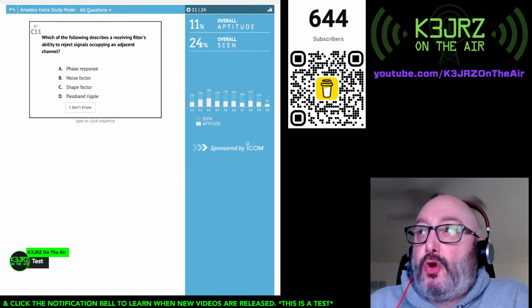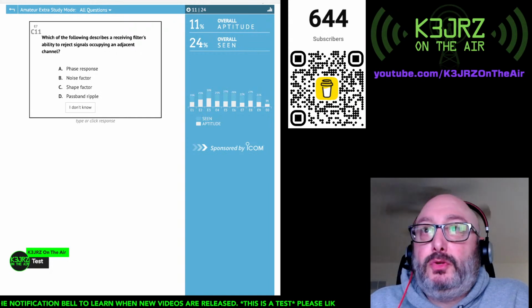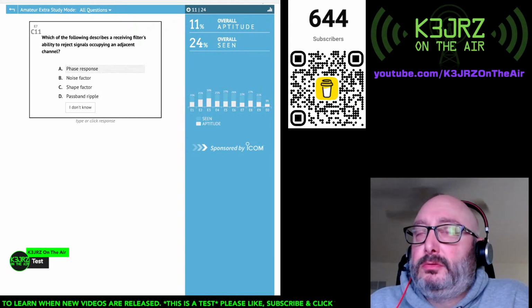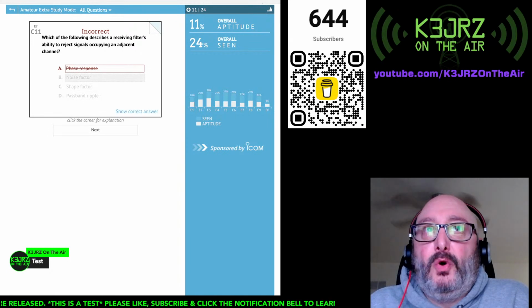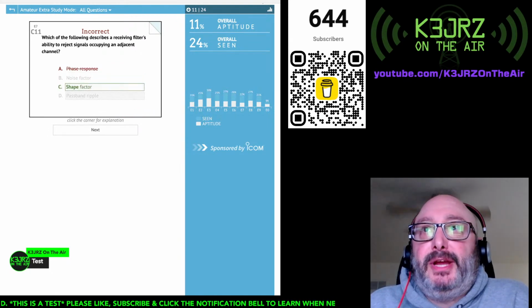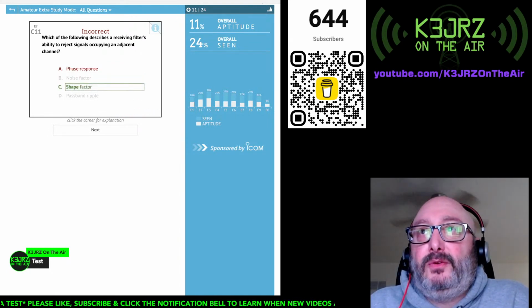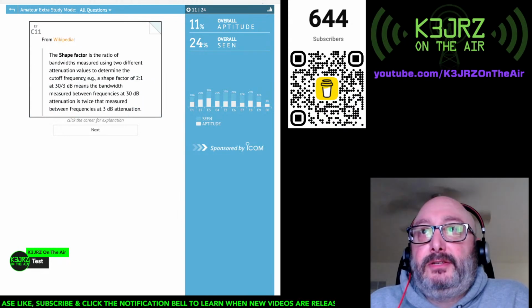Ripple. Oh, no. Shape factor. Let's find out why. Shape factor is a ratio of bandwidths measured using two different attenuation values.